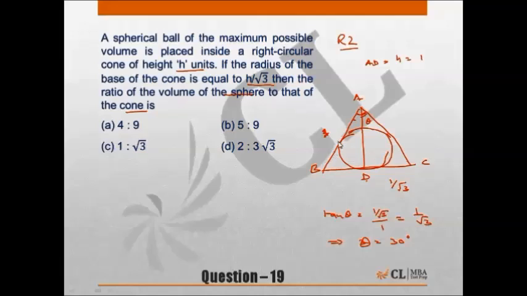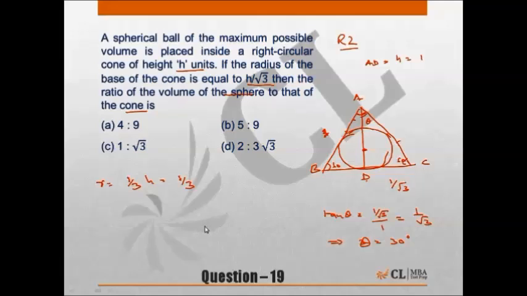If this is 60 degrees and these two are equal, that means this is an equilateral triangle, 60 degrees and 60 degrees. Now since it is an equilateral triangle, the center of the circle will be at the centroid of the triangle. And the centroid of the triangle is at a distance of 1/3 from the base. So I can say the radius of the sphere should be equal to 1 by 3 of h. Since we have taken h to be 1, it is equal to 1 by 3.